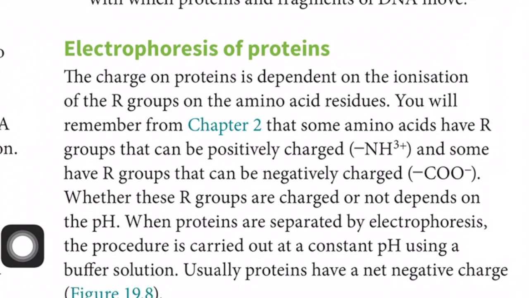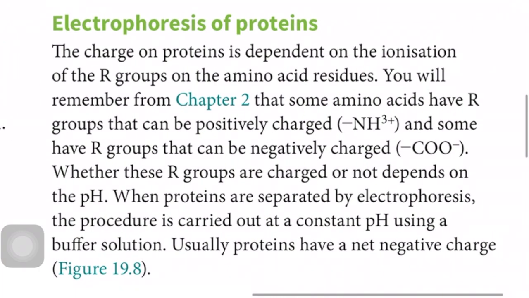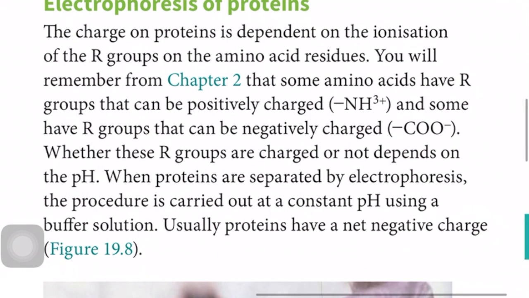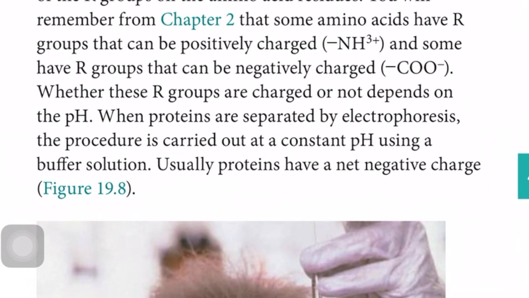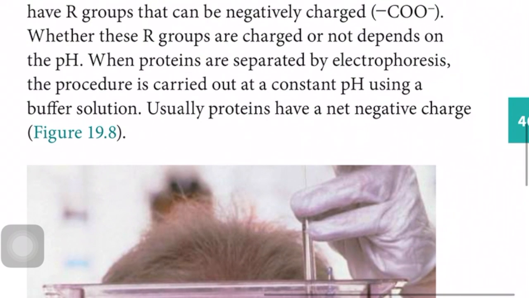Alright, so electrophoresis of proteins. The charge on a protein is dependent on the ionization of the R groups on the amino acid residues. You will remember from chapter 2 that some amino acids have R groups that can be positively charged and some have R groups that can be negatively charged. Whether these R groups are charged or not depends on the pH. When proteins are separated by electrophoresis, the procedure is carried out at a constant pH using a buffer solution. A buffer solution is a solution which helps to maintain the pH of the solution constant throughout the chemical reaction. Usually proteins have a net negative charge.